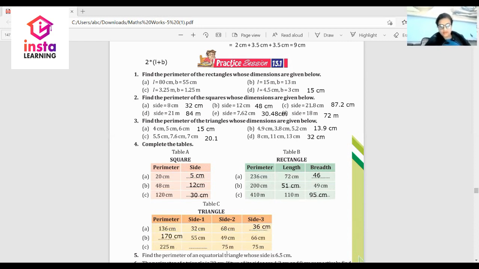225 meter is given, 75 and 75 is given, but the first side is not given. So, what we are going to do is 225, we can say minus 150 also. So, answer will come again 75. So, three sides of the triangle are equal. So, this is 75 meter.